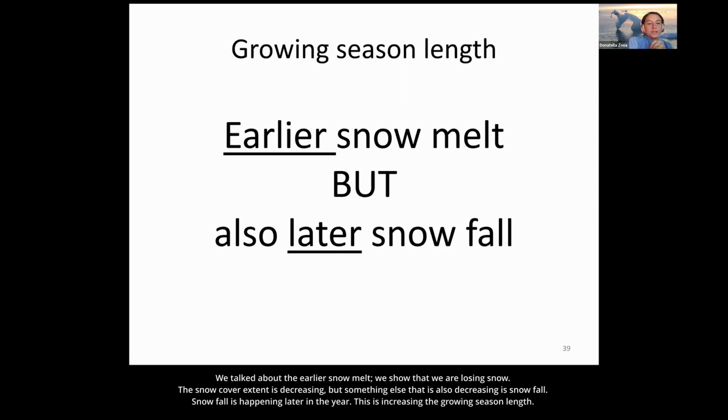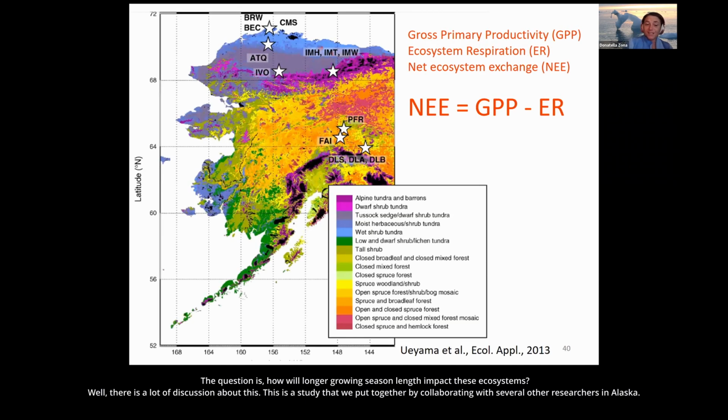We talked about the early snow melt, so we show that we are losing snow. The snow cover extent is decreasing, but something that is also decreasing is the snowfall. So basically, the snowfall is happening later in the year. So this is increasing the growing season length. Now the question is, how will a longer growing season length impact these ecosystems? Well, there is a lot of discussion about this.